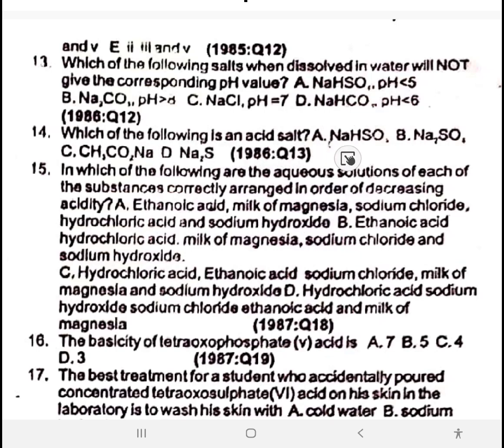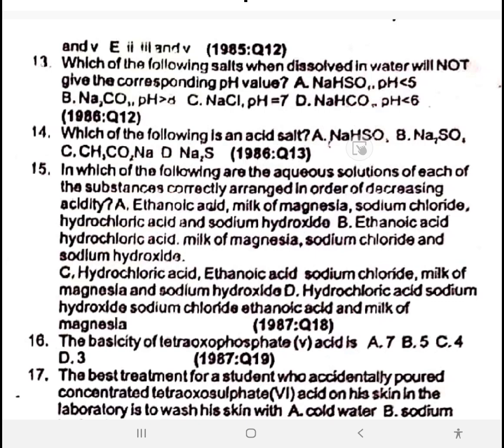Number 14, which of the following is an acid salt? Option A is an acid salt. NaHSO4 is an acid salt. Jot this point down. Types of salts. Normal salts possess ionizable hydrogen ions, written H with a plus at the top, and they are replaced by metals. Examples: sodium chloride, K2CO3, Ca3(PO4)2, Na2SO4 and Na2S. These are normal salts.